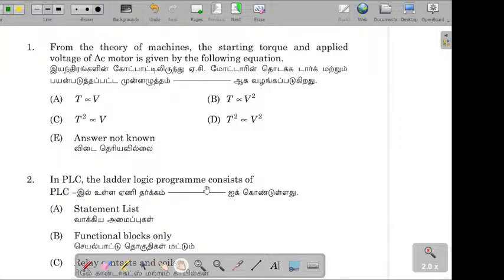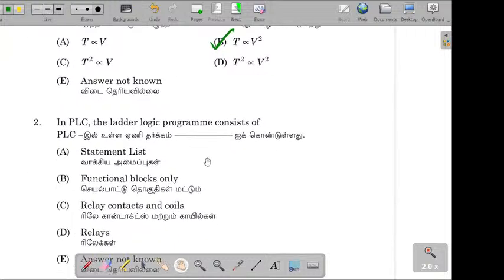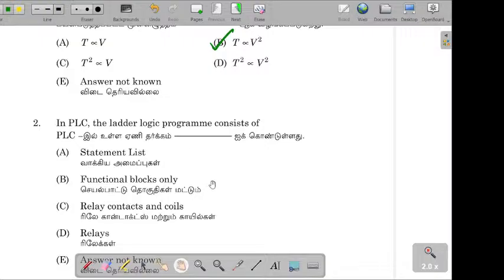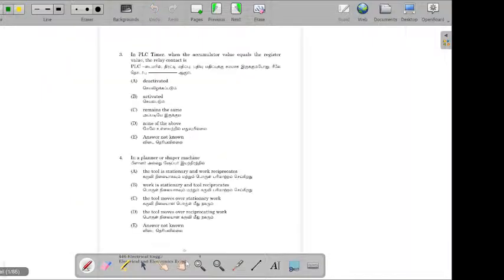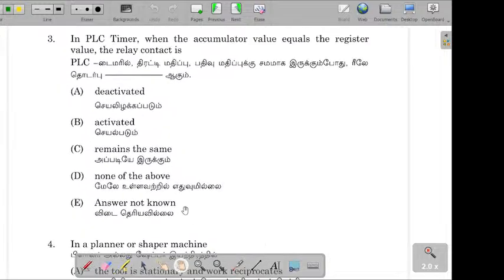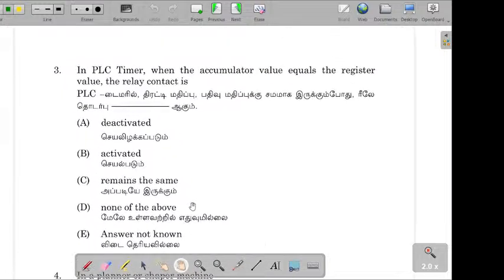From the theory of machines, the starting torque and applied voltage of AC motor is given by the following equation. Option B will be the correct answer. Second question, in PLC the ladder logic program consists of relay contacts and coils. Third question, in PLC timer when the accumulator value equals the register value, the relay contact is activated.